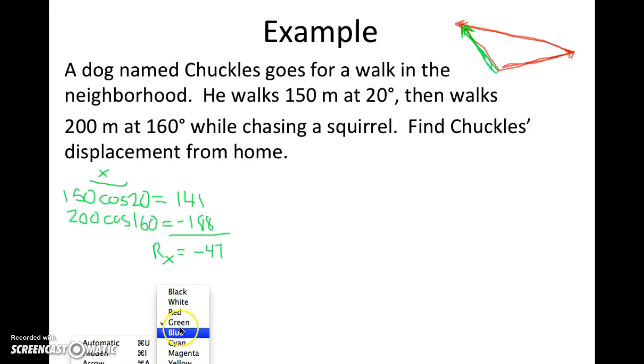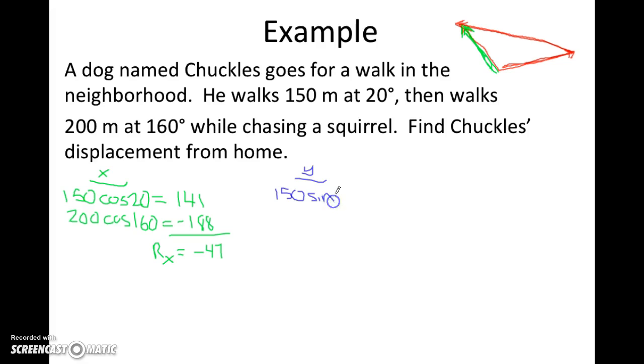So now I need to do the same thing for the y components. The only difference is that the cosine has now changed to sine. So I have 150 sine of 20 and 200 sine of 160. And if I find these and add them together, that's going to give me Ry. 150 sine of 20 is 51.3, and 200 sine of 160 is 68.4, and if I add those together, I get 119.7.